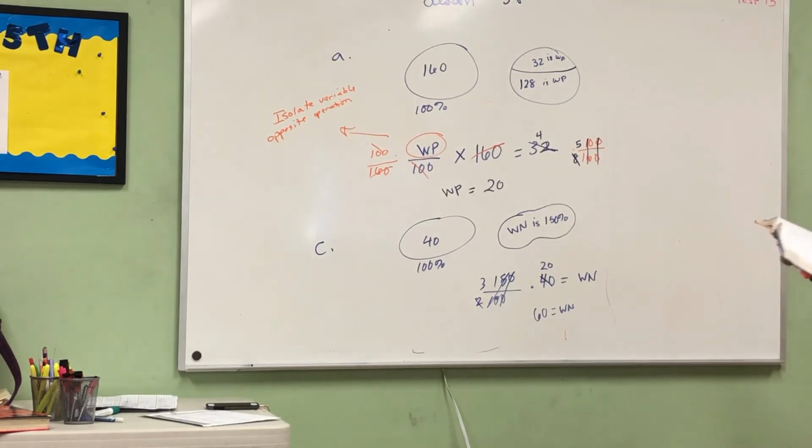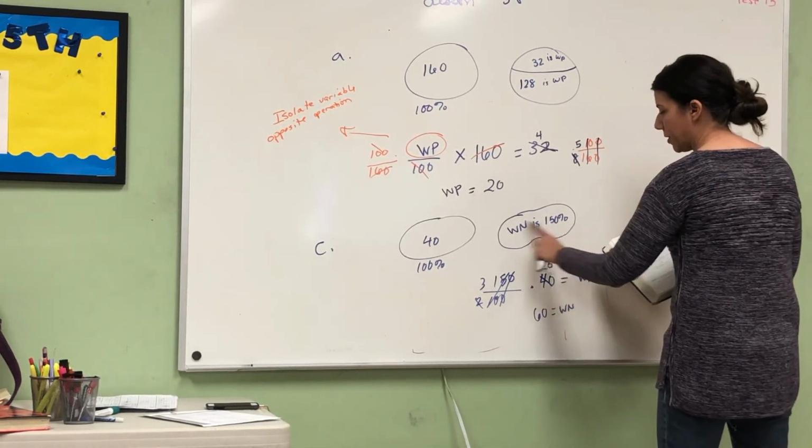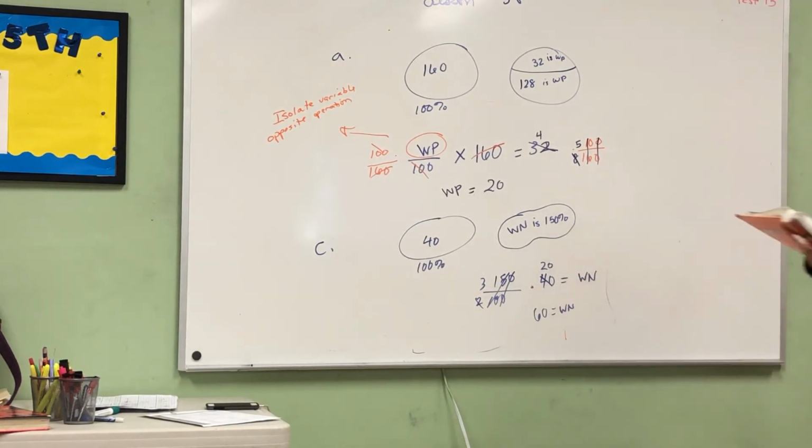Now, does that make sense? 60 is 150% of 40. It makes sense. It should be a bigger number. Sometimes we'll do the wrong operation, not the opposite one, but the opposite of what we're supposed to do, and you'll come up with a smaller number. So that's why it's important at the end to check it.